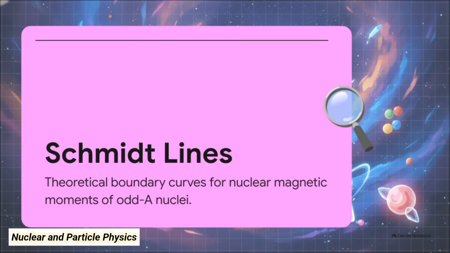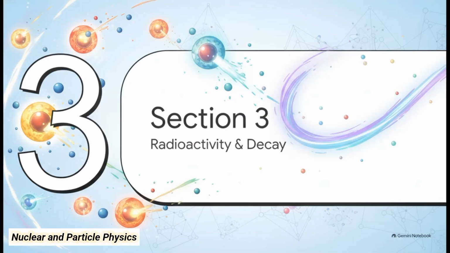This hints at a really chaotic inner life of interacting particles. It shows us that the nucleus isn't just a simple, static shell. It's a deeply complex, shifting system. All right, on to section 3, radioactivity and decay.